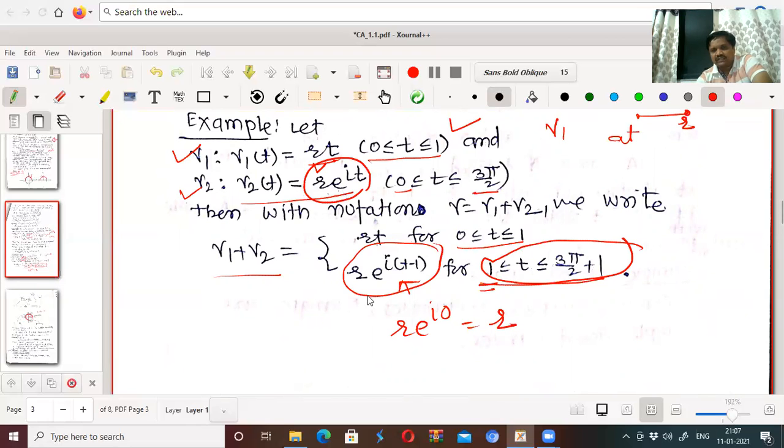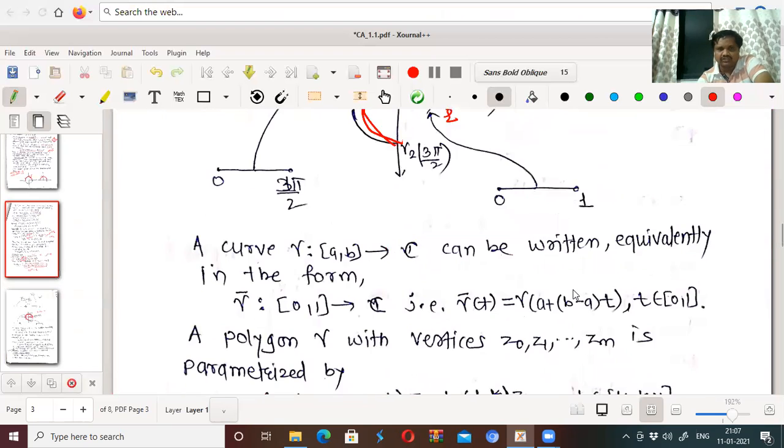R e to the power it for t from 0 to 1, and R e to the power i into (t minus 1) from 1 to 3 pi by 2 plus 1. In this way, you can join the two curves.